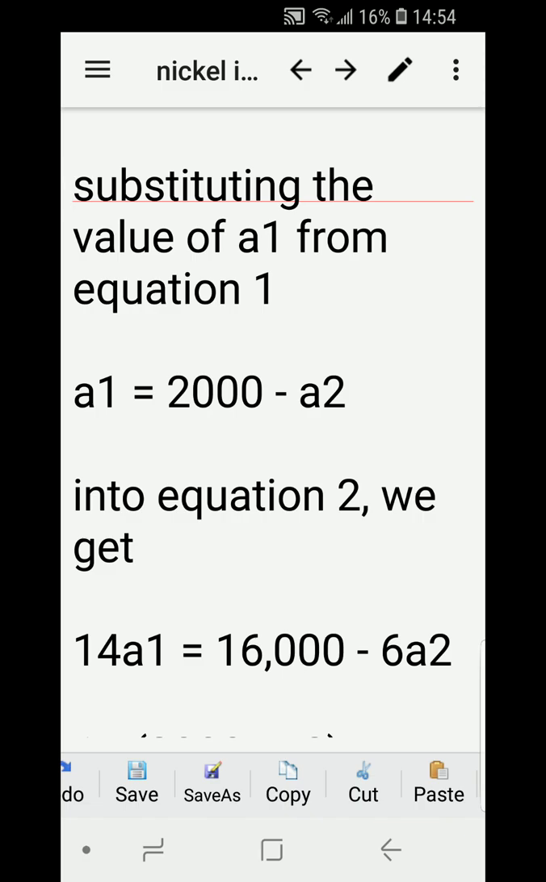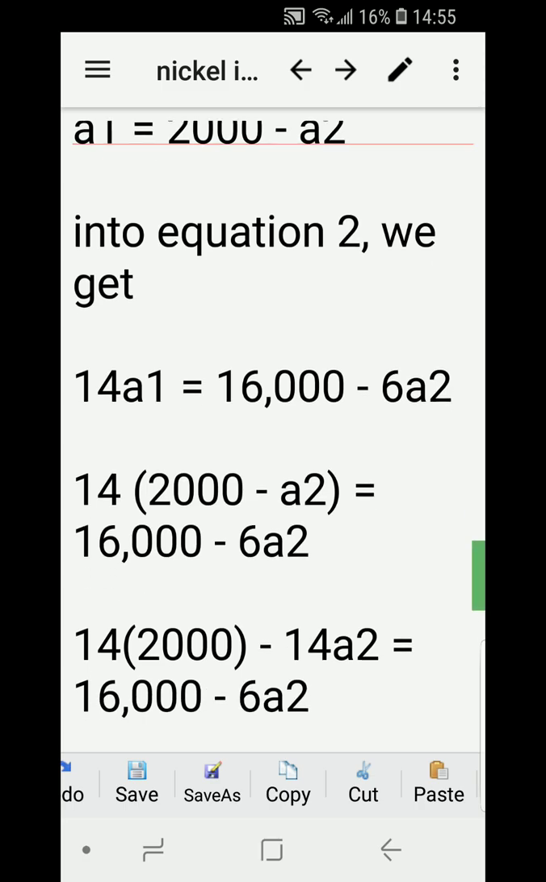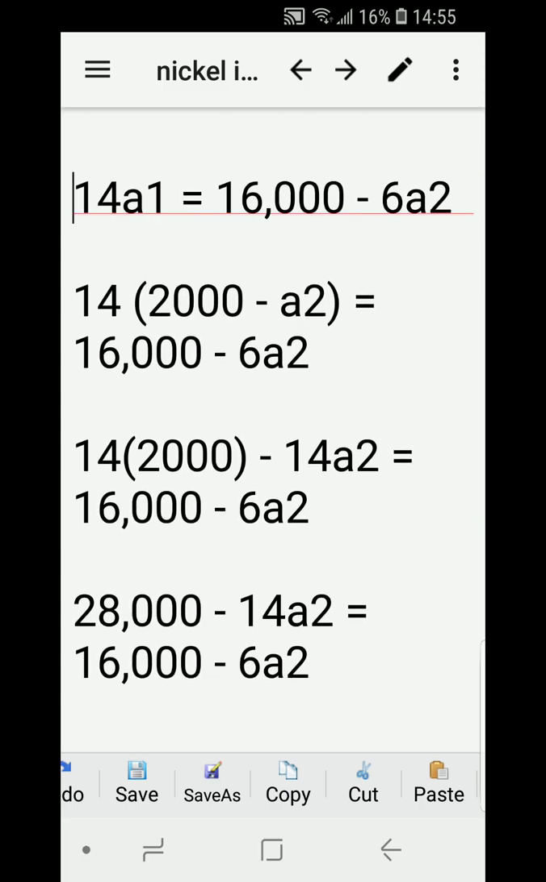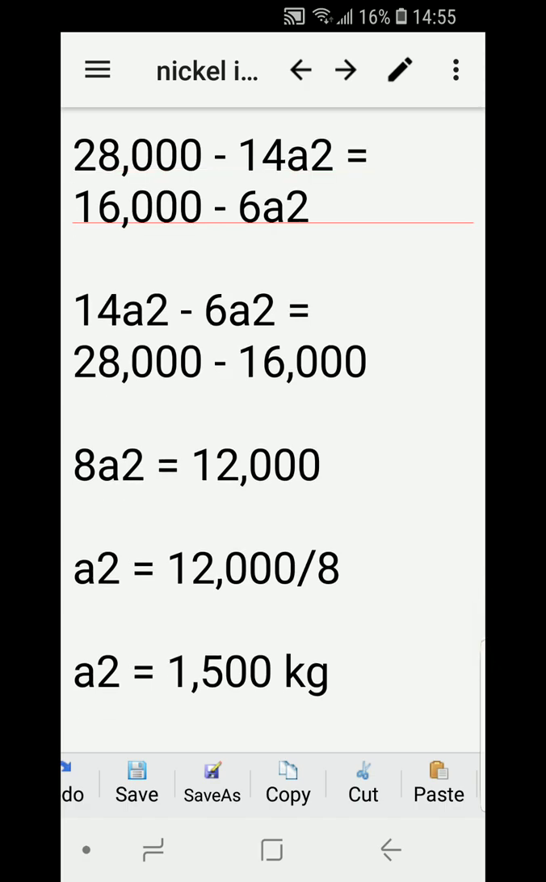We get 14A1 is equal to 16,000 minus 6A2. So we've got 14 times 2000 minus A2, that's the value of A1, is equal to 16,000 minus 6A2. So now we got 28,000 minus 14A2 is equal to 16,000 minus 6A2. We simplify even further. We've got 14A2 minus 6A2 is equal to 28,000 minus 16,000.